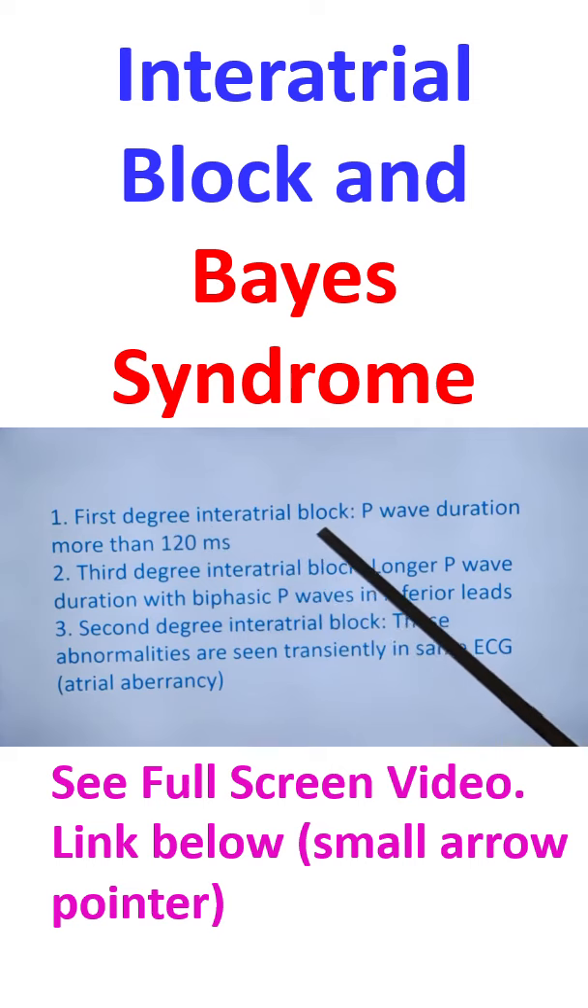First degree interatrial block, P wave duration more than 120 milliseconds that we have seen in the previous diagram. Second degree interatrial block, longer P wave duration with biphasic P waves in inferior leads. Second half is negative, that also we have seen in the diagram.